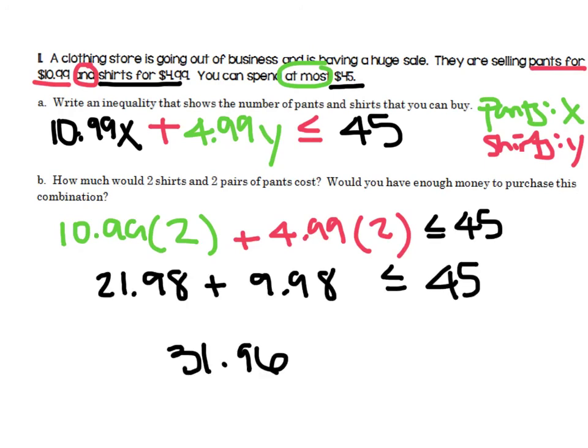Alright, so when I worked this out, $10.99 times 2 gave me $21.98. $4.99 times 2 gave me $9.98. If I add it all together, I have a total of $31.96. So the question is, is that total amount less than or equal to 45? Because that's how much money I have to spend. Hopefully you notice that the answer is true, right? $31.96 is less than 45. So we're good to go. That is true. So basically this statement is true. We have enough money to buy 2 shirts and 2 pairs of pants.